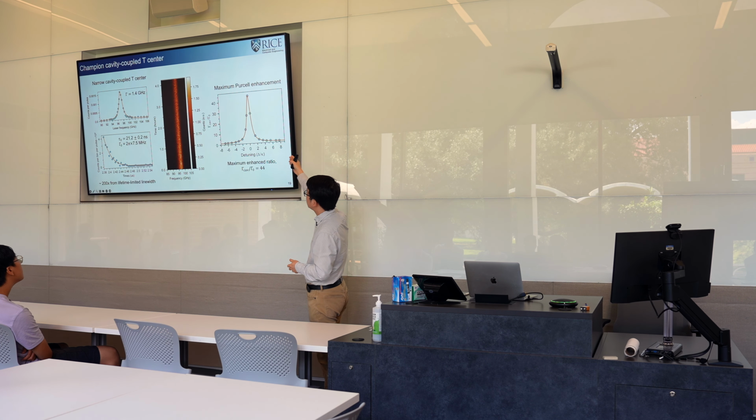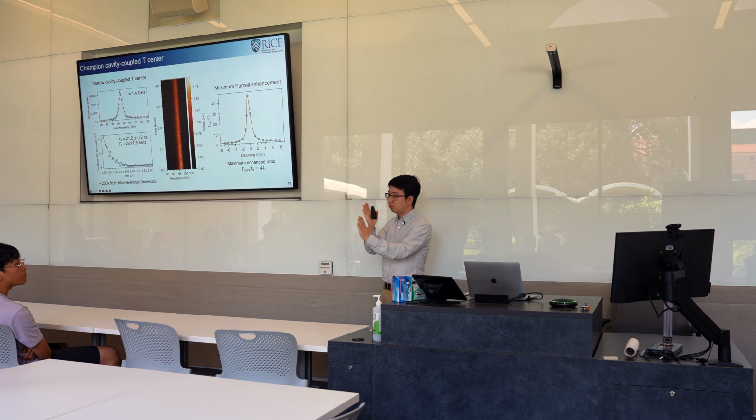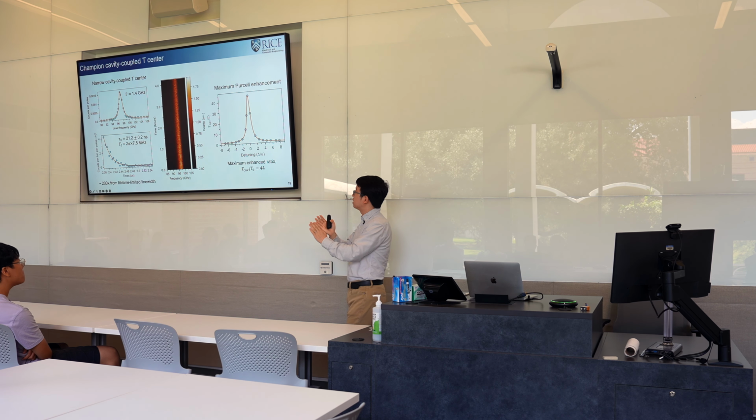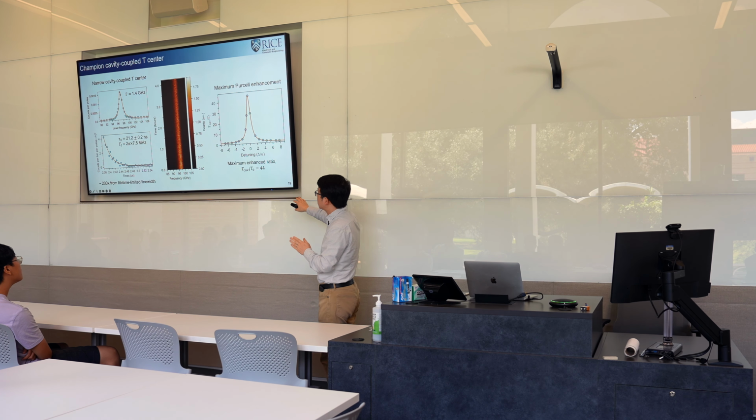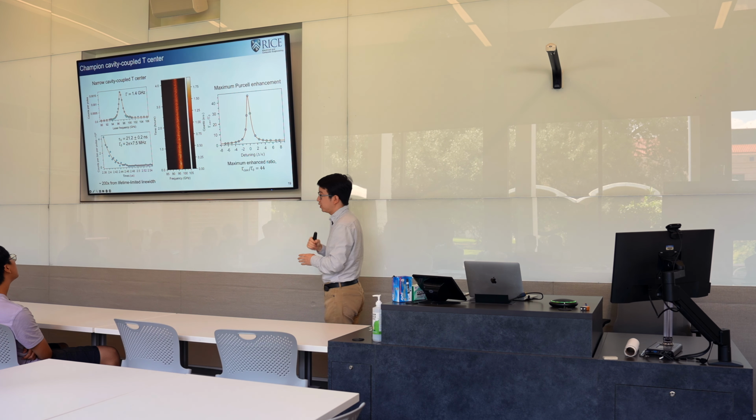On the right side, it is showing you, after the cavity is tuned into resonance with the T-center, what the emission rate is compared with the emission rate when there's no cavity. So you can see that with the cavity, you enhance the emission rate by a factor of 44.